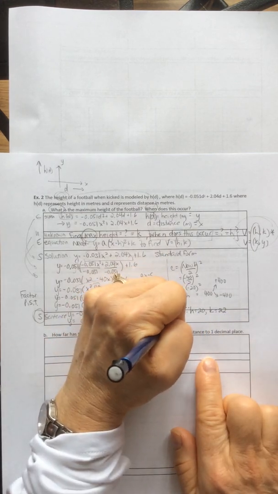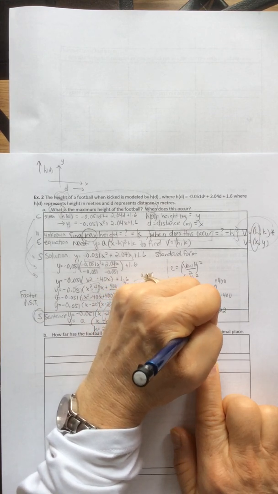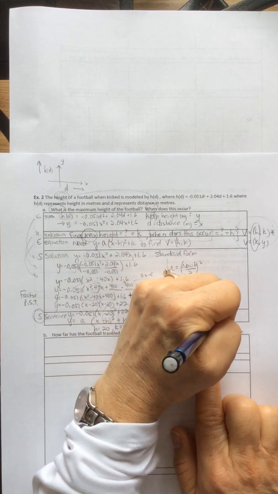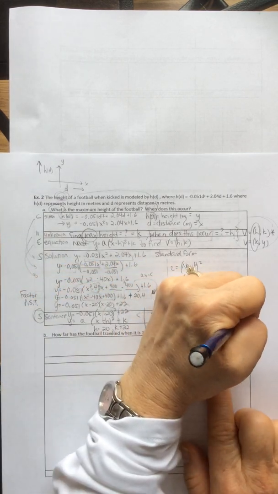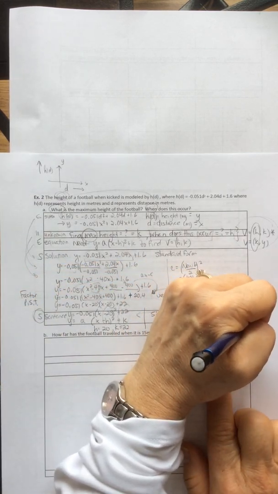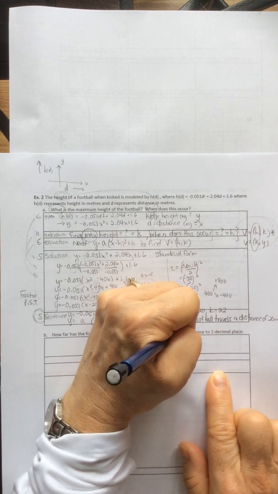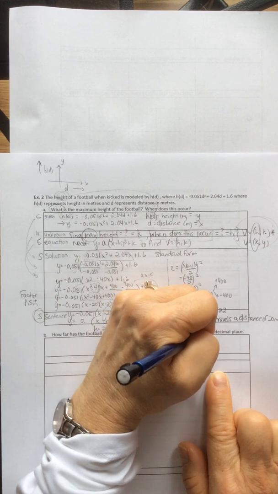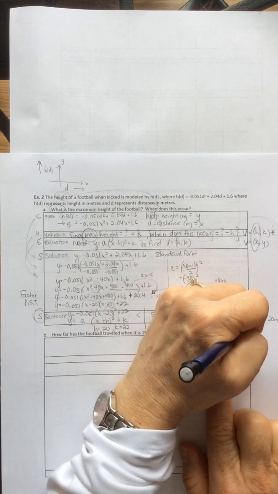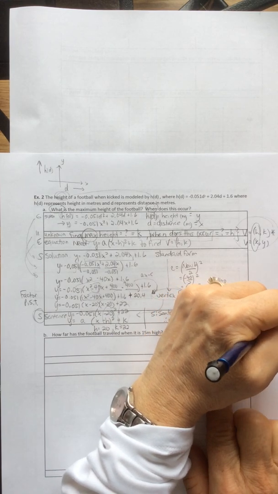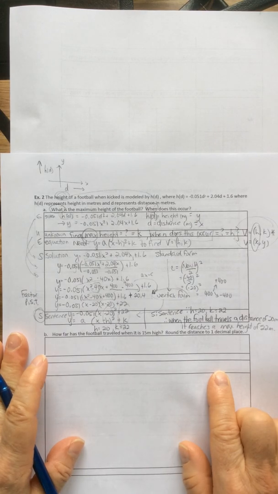So therefore, when the football travels a distance of 20 meters, it reaches a max height of 22 meters. Okay? All right, let's keep going.